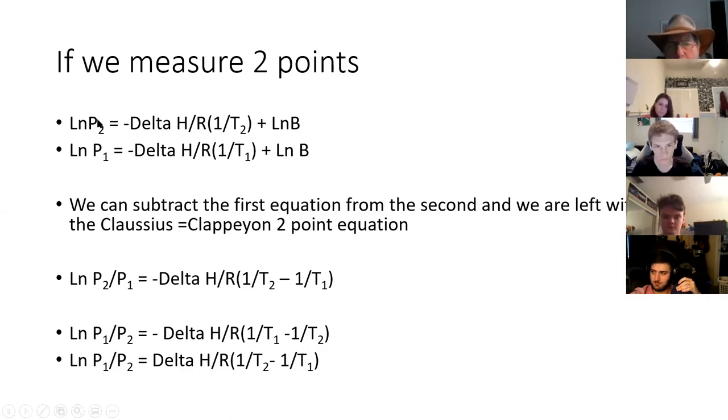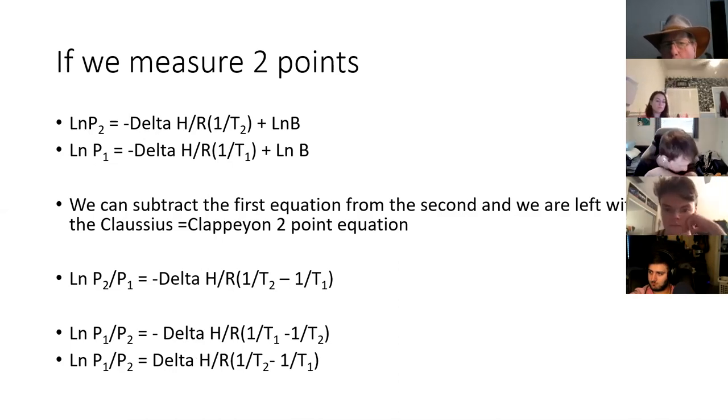So what I'm going to do is measure 2 pressures and 2 temperatures, and I am going to subtract the two equations from one another. When I subtract the two equations from one another, the ln of B goes away. And I have ln of P2 minus ln of P1 equals negative delta H over R times 1 over T2 minus 1 over T1. ln of P2 minus the ln of P1 is just simply ln of P2 divided by P1. Anybody confused about the math?